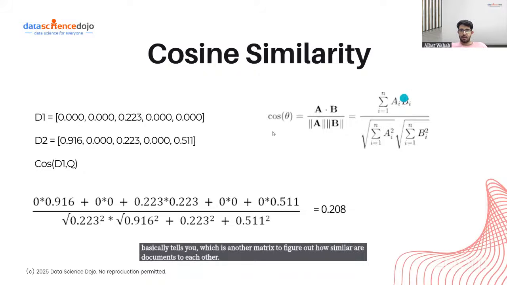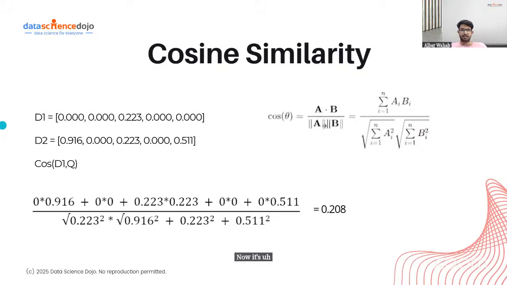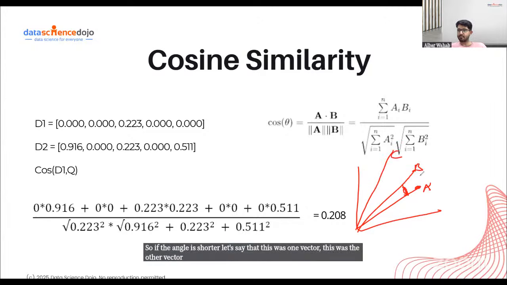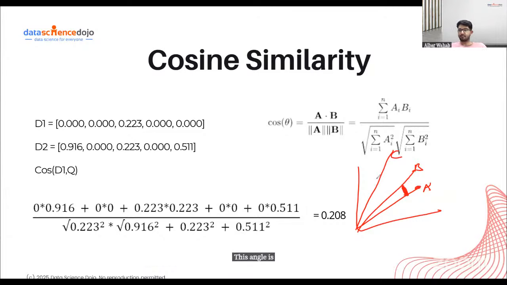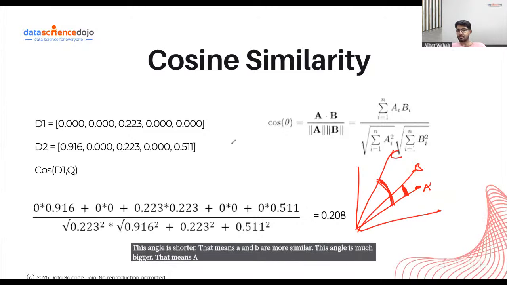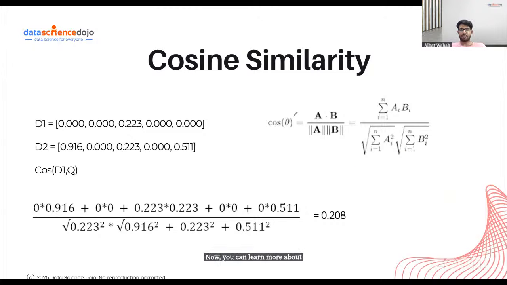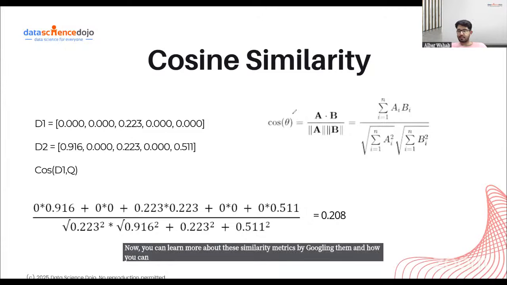Now, the formula for that is written over here. And rather than looking at the distance, it looks at the angle between points. So let's say that this was one vector, this was the other vector, and this was the third vector. This angle is shorter. That means A and B are more similar. This angle is much bigger. That means A and C are less similar. Now, you can learn more about these similarity metrics by Googling them and how you can calculate them.